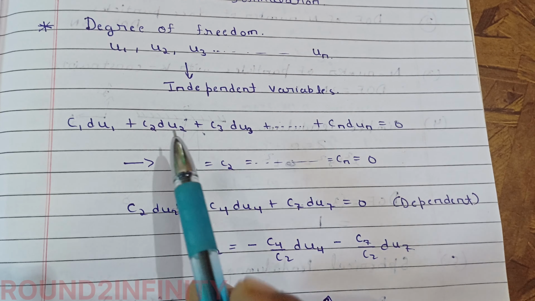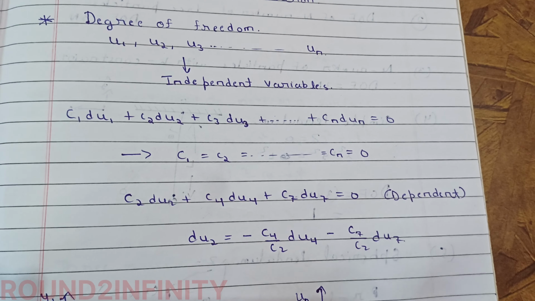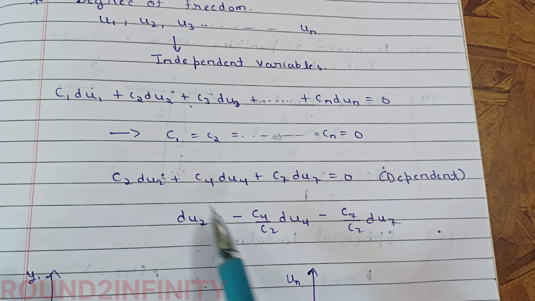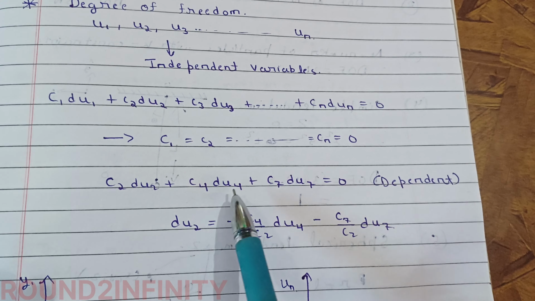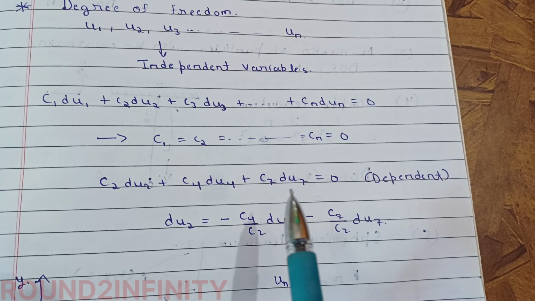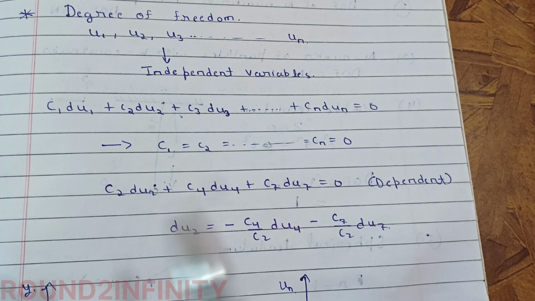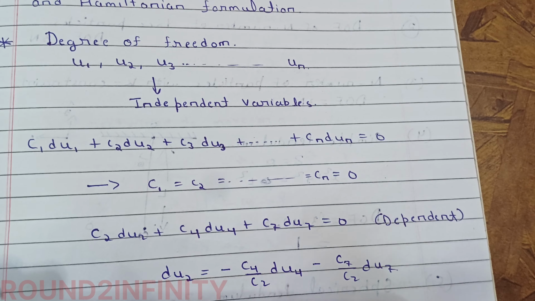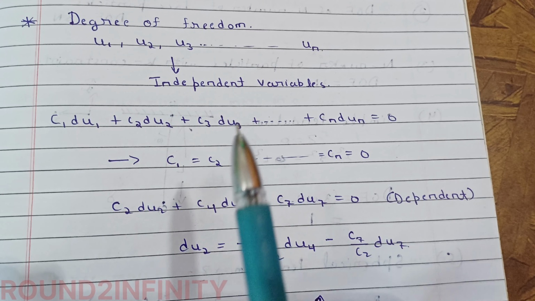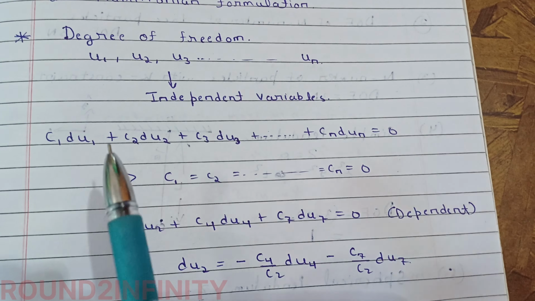See, if we say that C2, C4 and C7 are not 0, then what happens? If these are not 0, then you can write u4 in terms of u2 and u7, which means they will be dependent on each other, and this is not the definition of independent variables. That's why these should all be equal to 0. Only then we can say that these are independent variables, and these are nothing but the degrees of freedom: the number of independent variables required to define the motion of a particle.